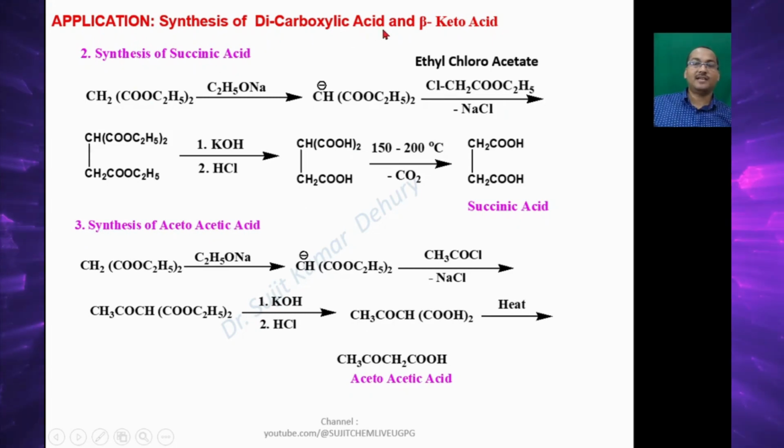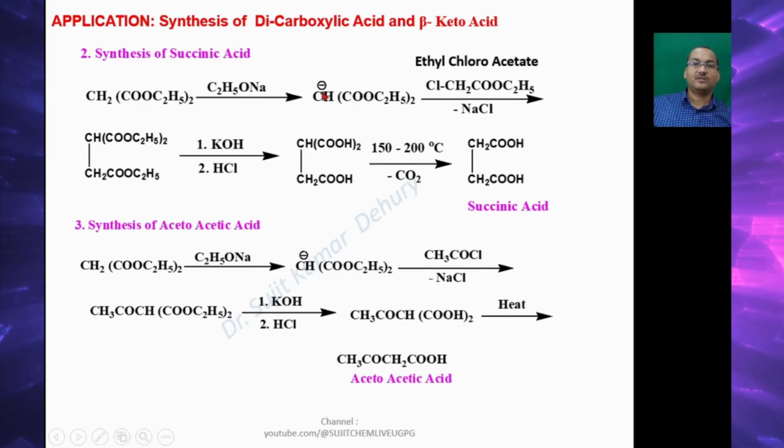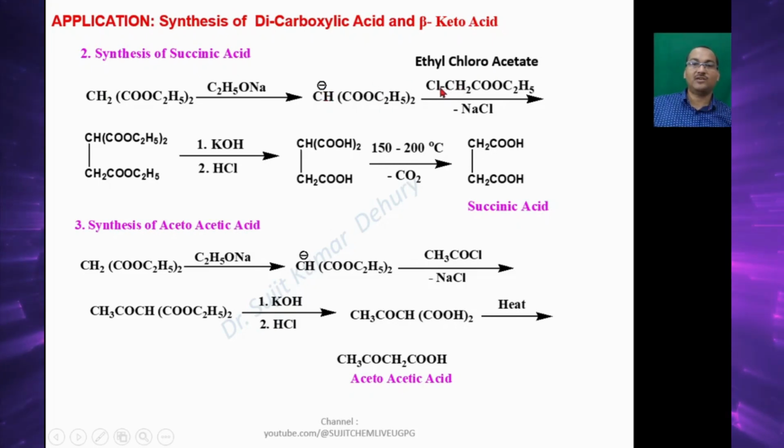Similarly, synthesis of dicarboxylic acid and beta keto acid. We can synthesize succinic acid starting from diethyl malonate. Diethyl malonate, upon reaction with sodium ethoxide base, would lose the proton, so you generate a carbanion, and you would react with ethyl chloroacetate. So this CH minus will attack this CH2 and it will kick out Cl as Cl minus. So you will end up with this product. Upon hydrolysis with KOH and reaction with HCl, you will end up with this tricarboxylic acid. And upon heating, you will lose one molecule of carbon dioxide from here, giving rise to succinic acid, a dicarboxylic acid.